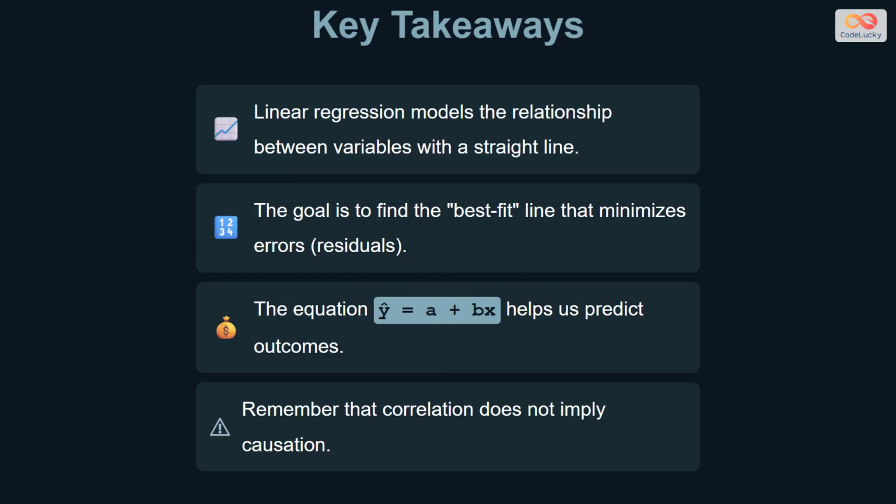To sum it all up, linear regression is a powerful tool for modeling relationships with a straight line. Its primary job is to find the best fit line by minimizing the sum of squared errors. By understanding the equation y hat equals a plus bx, you can start making predictions based on your data. And always remember, correlation is not causation.